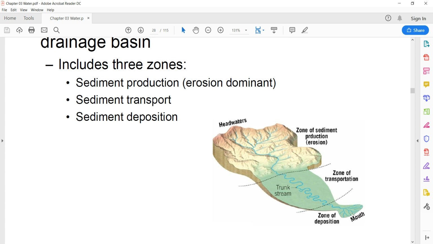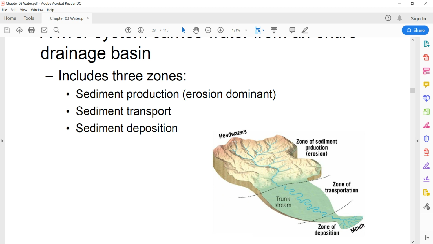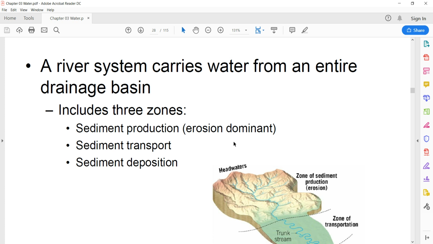So here we can divide the life or the flow of a river, from its origin all the way before it converges into the ocean system, into three different stages. These three zones or stages of any river system are, first, sediment production, second, sediment transport, and third, sediment deposition. And it is all controlled or defined in terms of sediments, that is, whether the river is producing the sediment, transporting the sediment, or depositing the sediment. So these are the three zones in which you can divide the life of the entire river system.